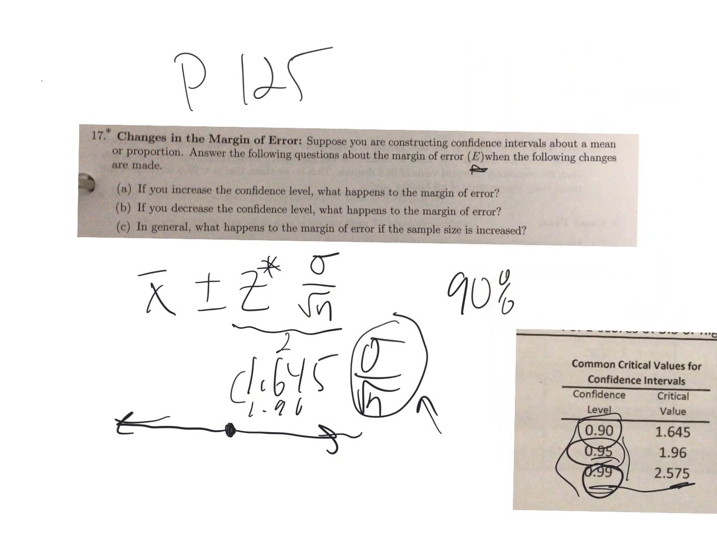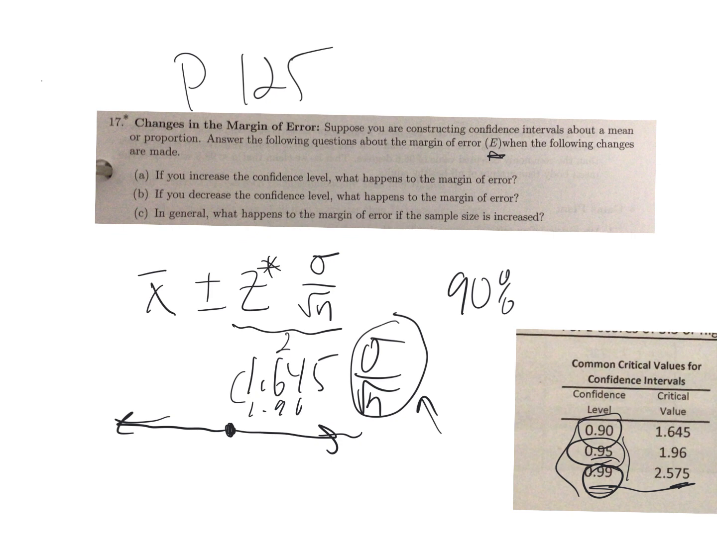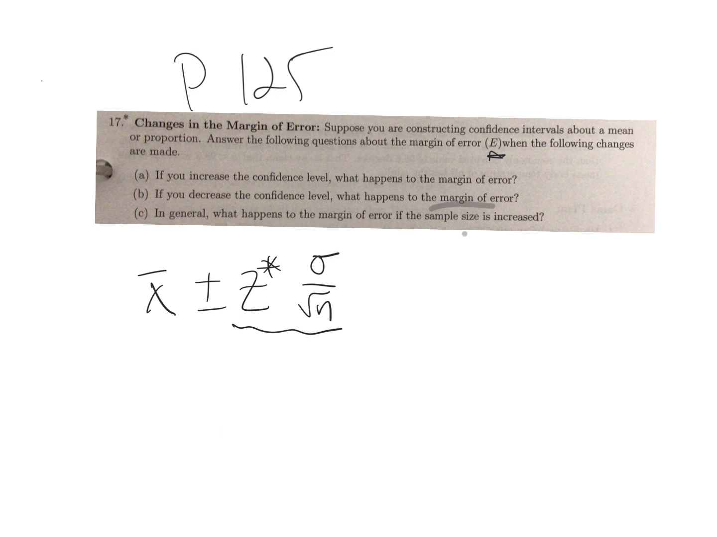If you decrease the confidence level, what happens? Well, you get a lower z-score, so the margin of error decreases because you don't have to go out as many standard deviations. What happens if the sample size increases? This is a new thing.